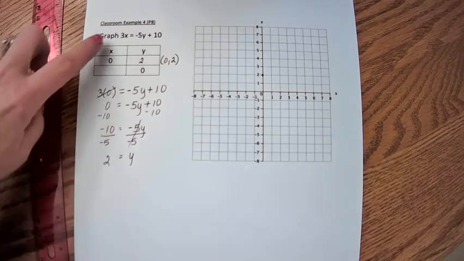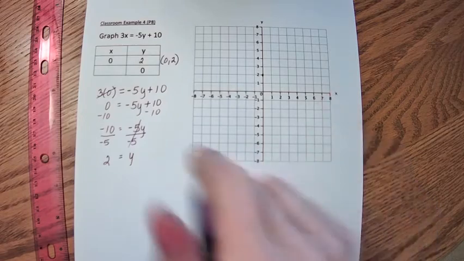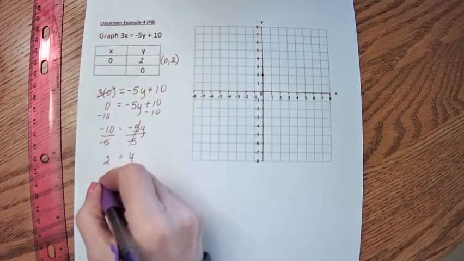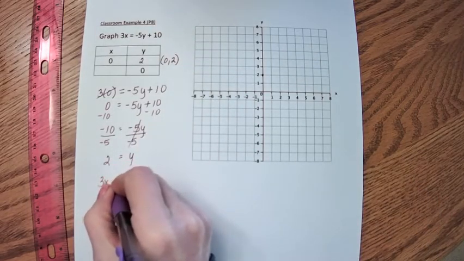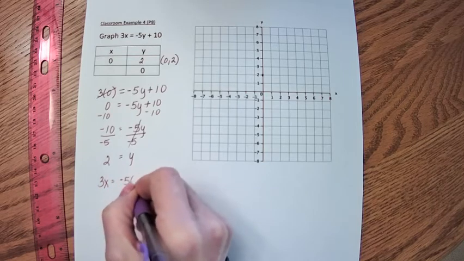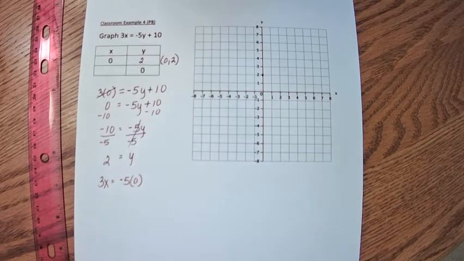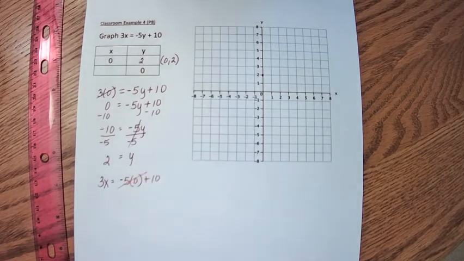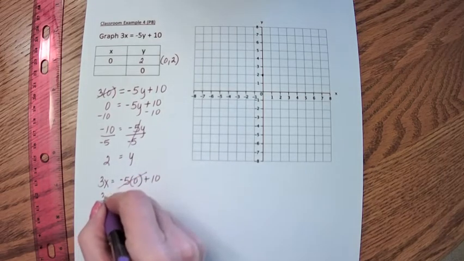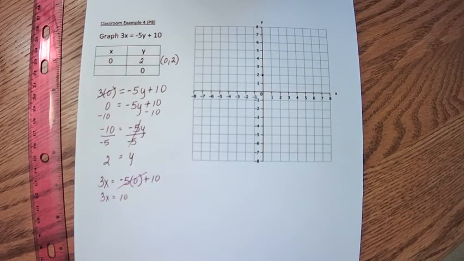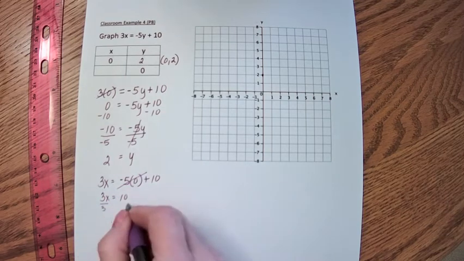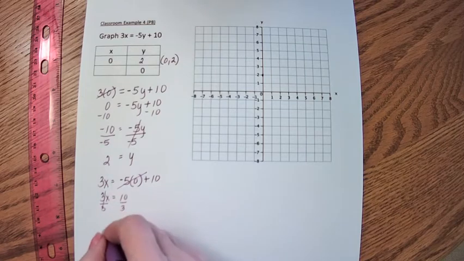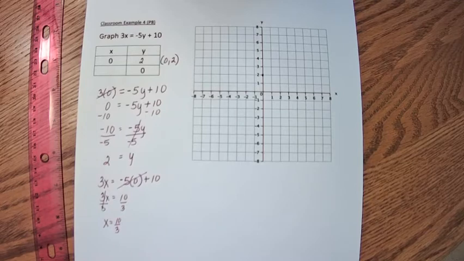All right, now we want to find the x-intercept. Where is this crossing the x-axis? So we want to find the x value when y is 0, substituting 0 in for y. Well, anything times 0 is 0, so we get 3x is going to equal 10. And to get x by itself, we're going to divide both sides by 3, and we get x equals 10 over 3, which is 3 1/3.